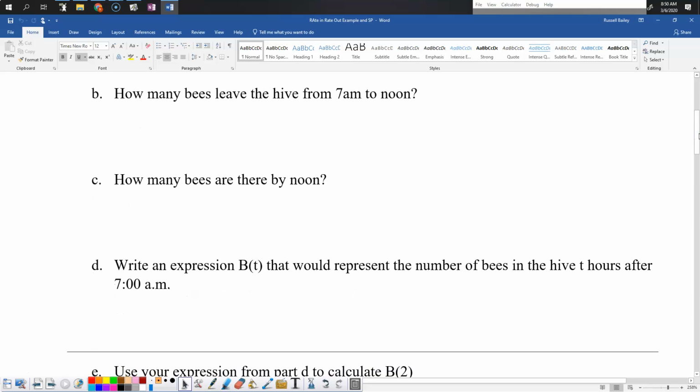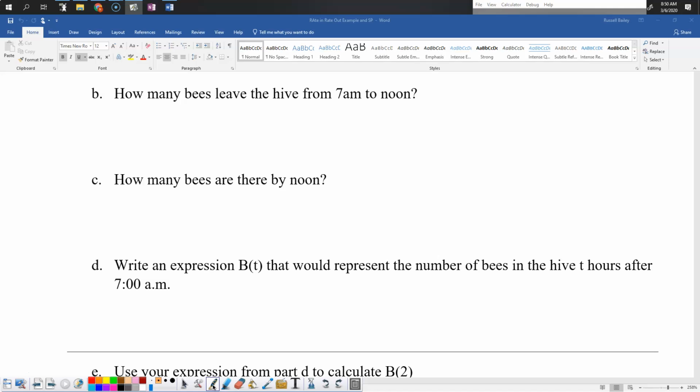Part C. Now the question is different. The question is asking how many bees are in there at noon. So now the question isn't how many entered. It's not how many have left. The question is now literally how many bees are actually inside. Yeah? Yes, good job. So for this one, what you're going to do is take the total number of bees that entered the hive, and if you subtract from that the total number of bees that left, wouldn't that tell you at that moment how many are present?